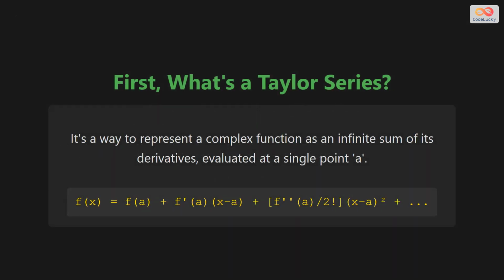Before we dive into the Maclaurin series, let's quickly recap the Taylor series. In essence, it is a method for taking a function that might be very complicated and representing it as an infinitely long polynomial. This polynomial is built using the function's derivatives, all calculated at a single, specific point we call a.